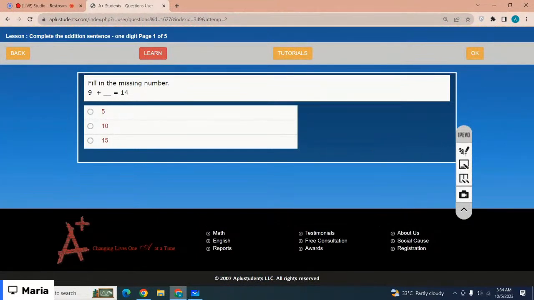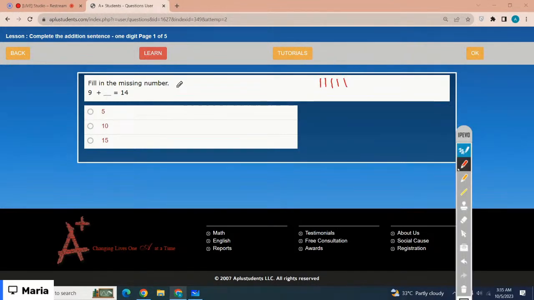9 plus the missing number equals 14. Which is the correct option? 9 plus what number makes 14? Start with 9 and count till 14, right? 9, 10, 11, 12, 13, 14. So 1, 2, 3, 4, 5. 9 plus 5 makes 14. The correct option is 5, right?